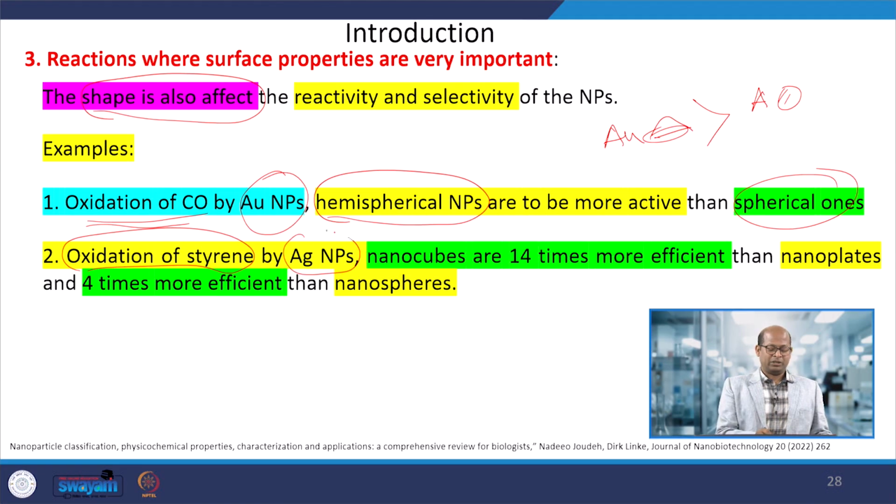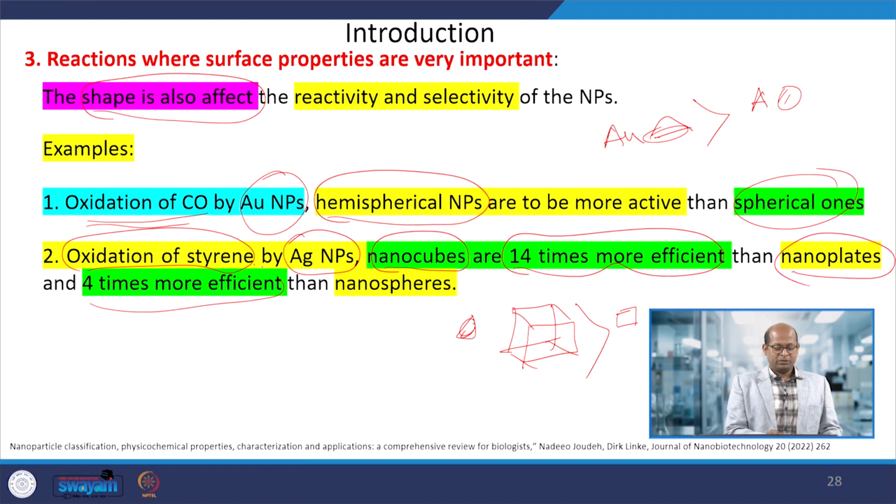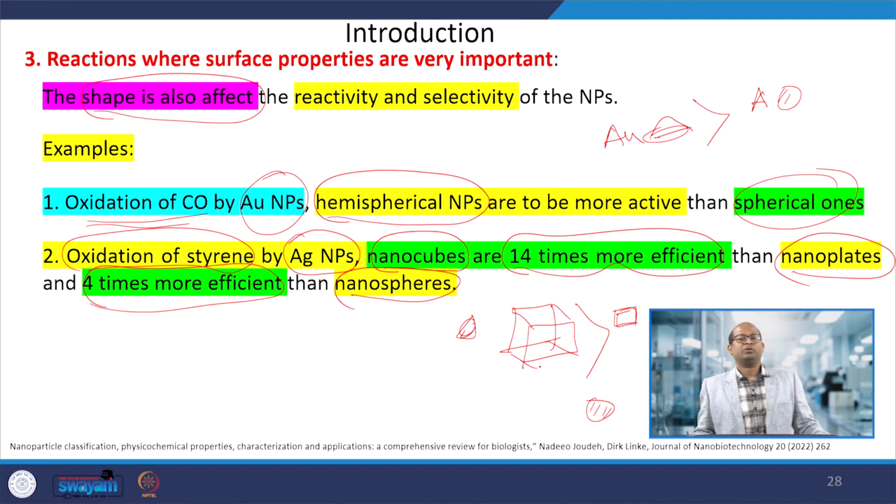Similarly, for the oxidation of styrene, to make a particular product using gold silver nanoparticles, a cubical shape is 14 times more efficient than nano plates. Similarly, silver nanoparticles as nano cubes are 4 times more efficient than nano spheres. So the particles may be spherical, plate type, or cubical, and the cubical type is much more efficient and effective, giving better results.